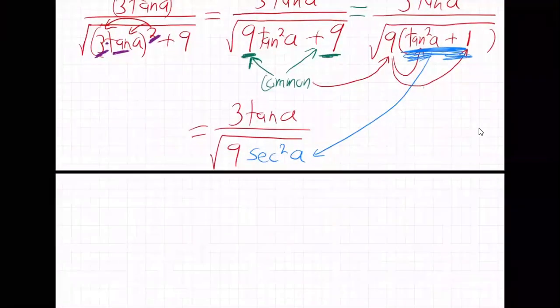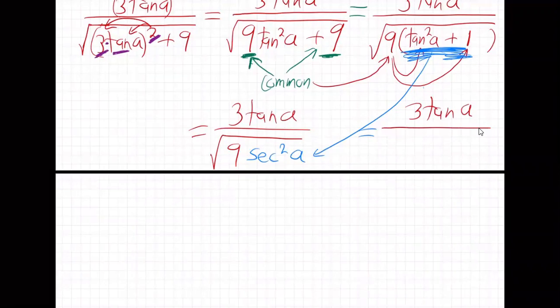Now we're going to do the square root. Keep the top the same, 3 tangent A over. Square root of 9 is 3. Square root of secant squared is regular secant. The square root is gone. Did you see what happened there? You guys know that, right? Square root of 9 is 3. You know that. And the root vanishes, doesn't it?